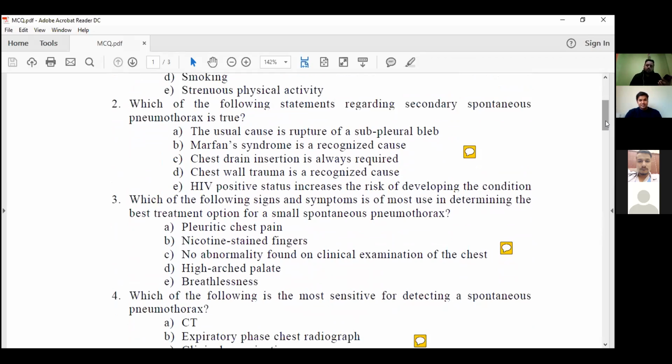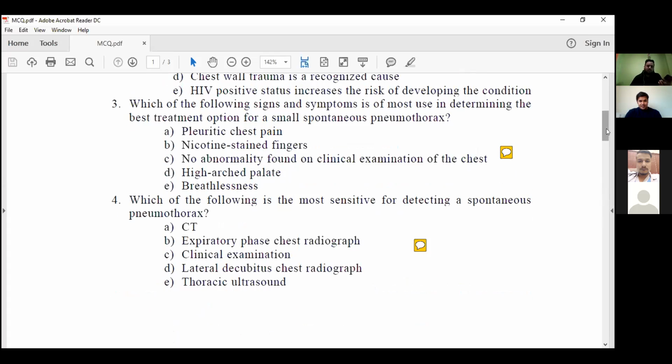And question number 2. Which of the following statements regarding secondary spontaneous pneumothorax is true? The usual cause is rupture of subpleural blebs. Marfan syndrome is a recognized cause. Chest drain insertion is always required. Chest wall trauma is a recognized cause. The answer is E. 1 to 5% of patients have increased risk of pneumothorax.